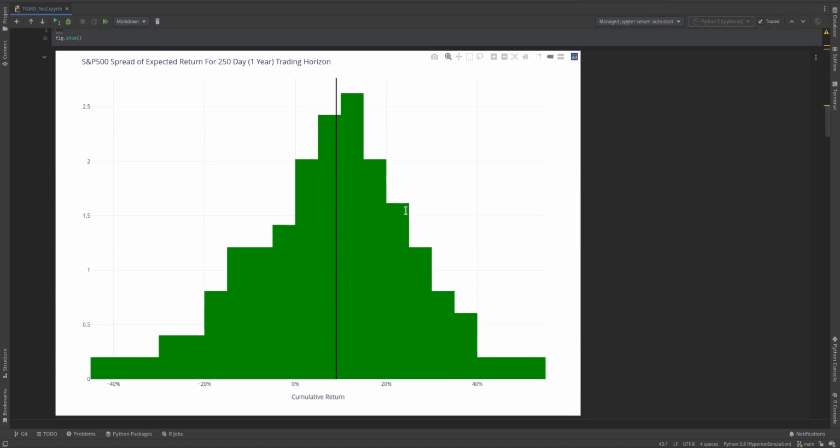So if you were to hold the S&P 500 with a random entry, like you just enter the market and you want to understand what you should be expecting 1 year out, or in trading days, let's say 250 trading days, this is the range of returns that you can expect on average. The black vertical line is the mean of this distribution, and it's around 9%.